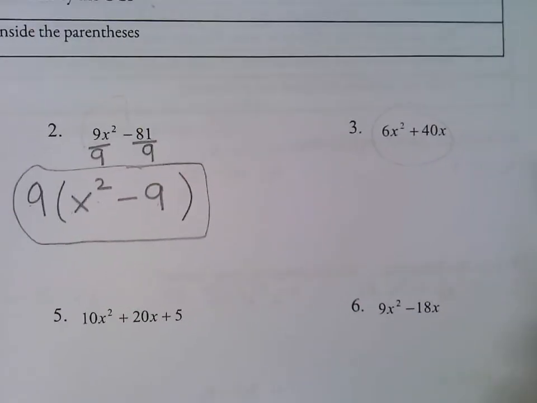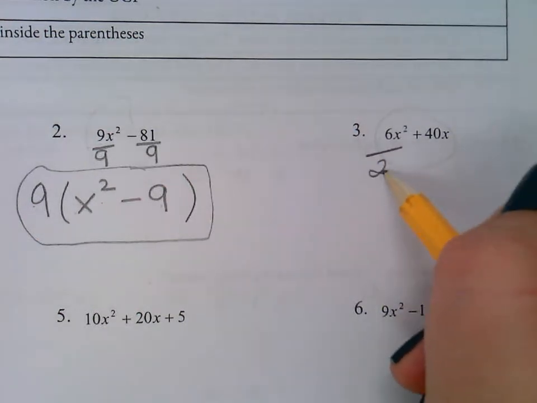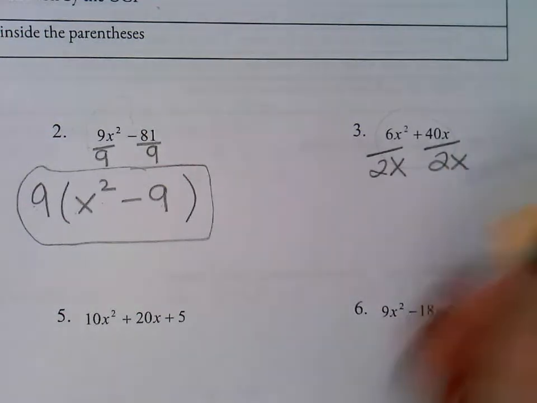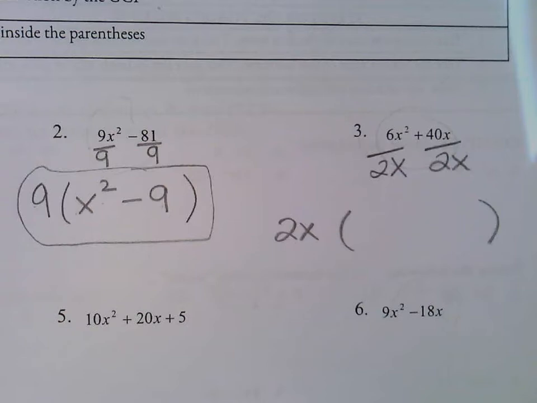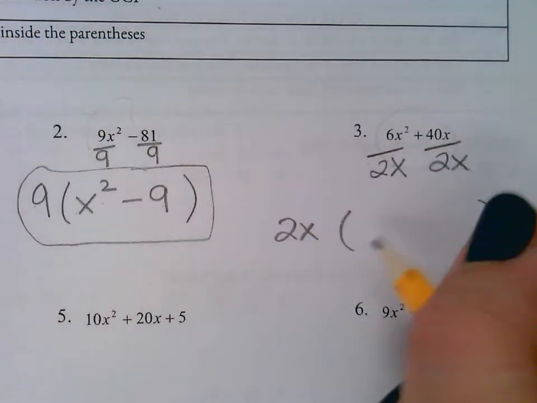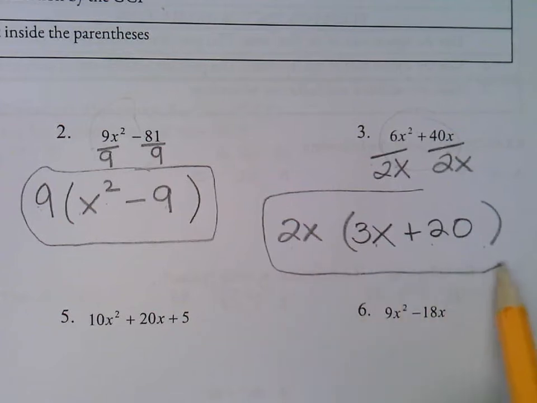What could I divide number 3 by? I can actually divide out a 2, but I can divide out an x as well. So if you can divide out a variable, you also want to divide out a variable. So what is 6x squared divided by 2x? 3x. And what is 40x divided by 2x? 20. So 2x times 3x plus 20 would be the solution.